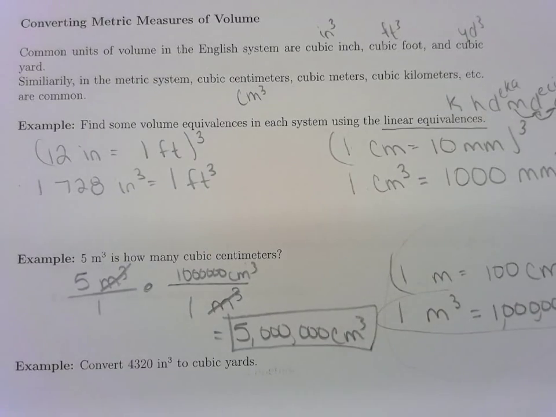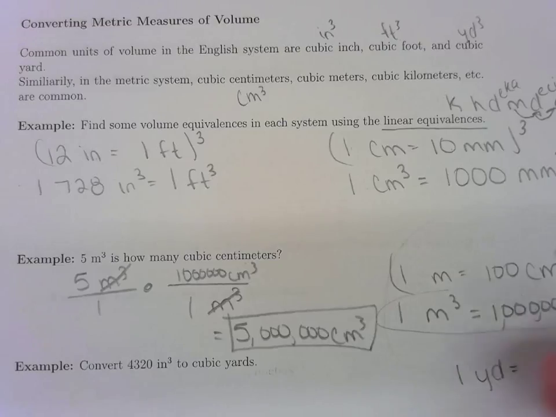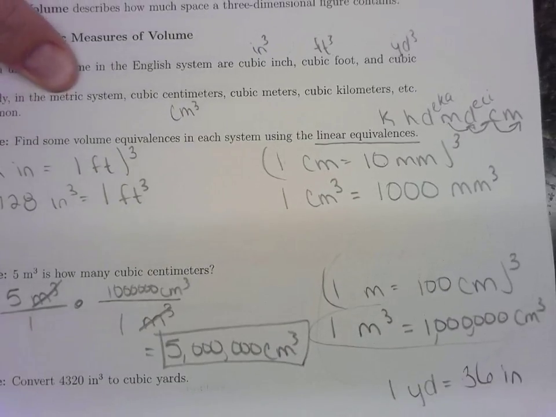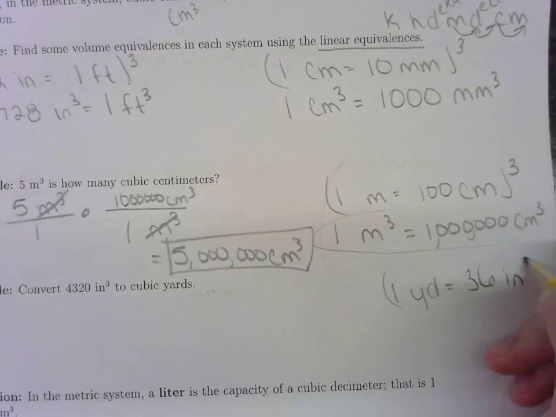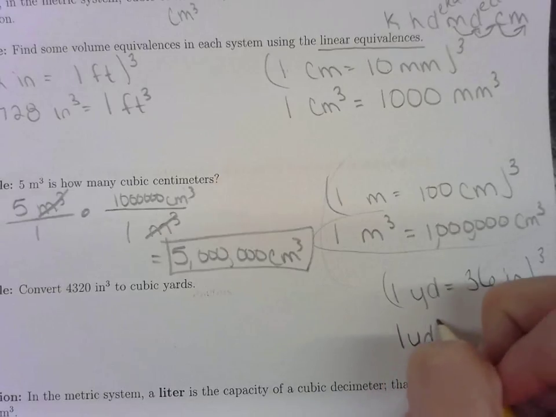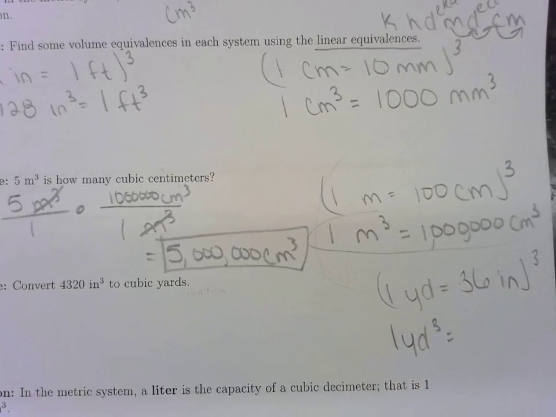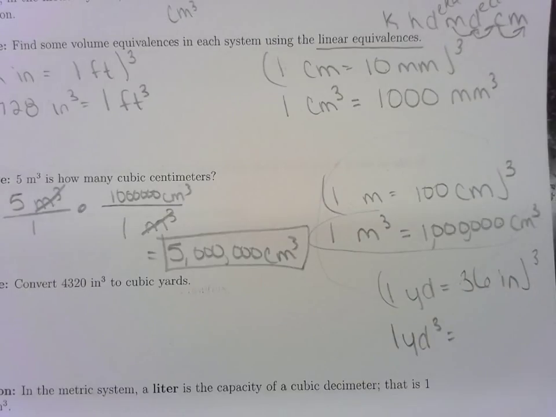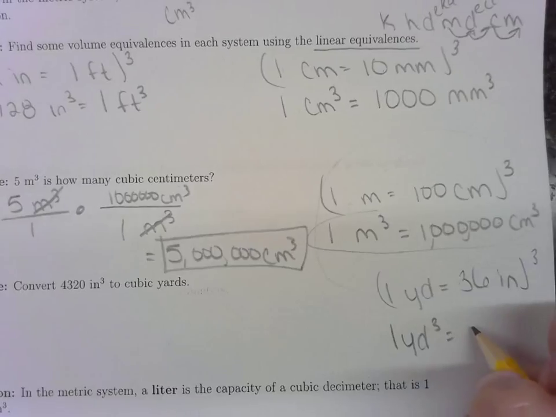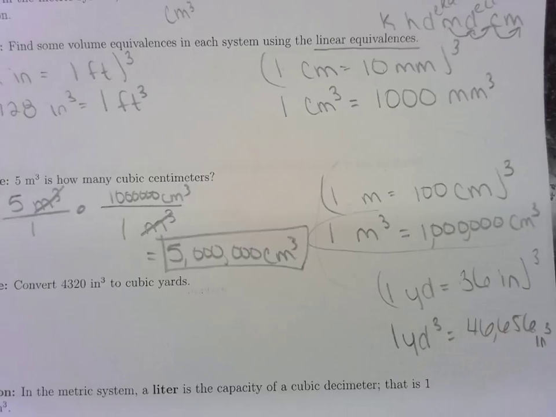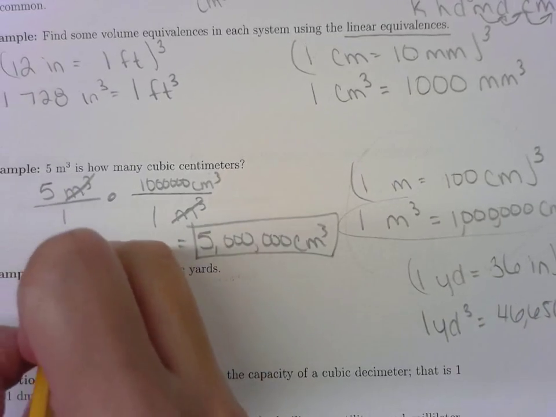Okay, next example, it says convert 4,320 inches cubed to cubic yards. Okay, let's do 1 yard. You should have this memorized. It's the same as 36 inches. So we need cubic yards and cubic inches. So let's go ahead and cube everything again. So this would be 1 yard cubed is the same as, I'm going to have to use my calculator for this. So 36 times 36 times 36, 46,656 inches cubed. Okay, so there's my equivalence. Now I'm going to do my conversion. So we start with what we're given.